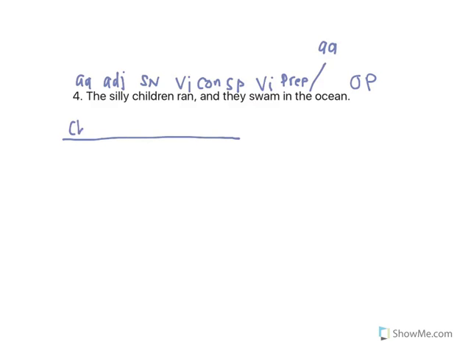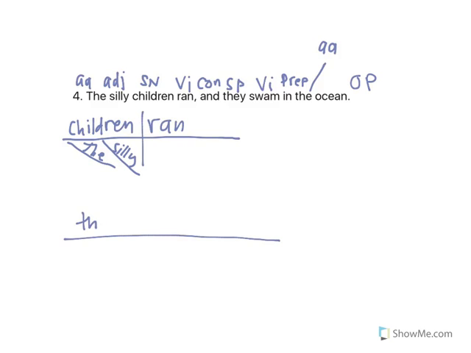So to diagram the first clause, it's just going to be children as the subject. What are they doing? They are running. The children ran. The modifies children, and silly also modifies children. They is the subject pronoun of the second clause. They swam. And where did they swim? They swam in the ocean.